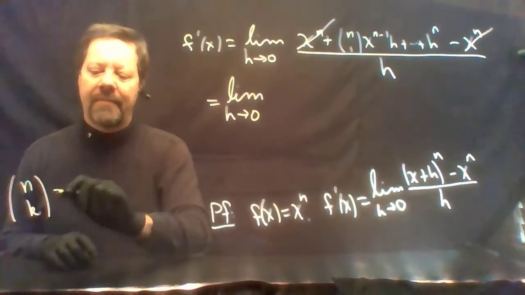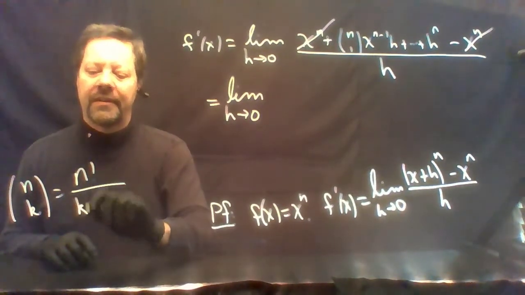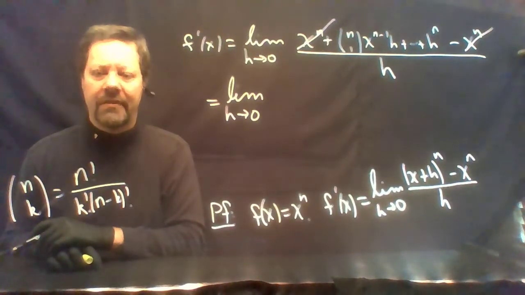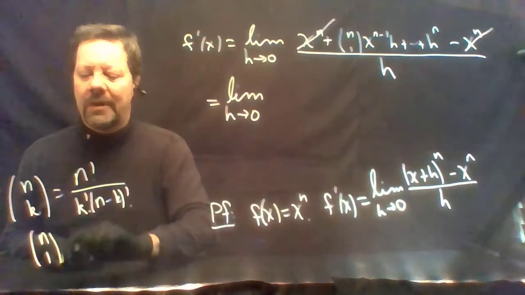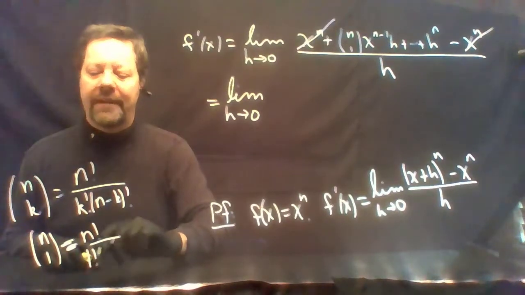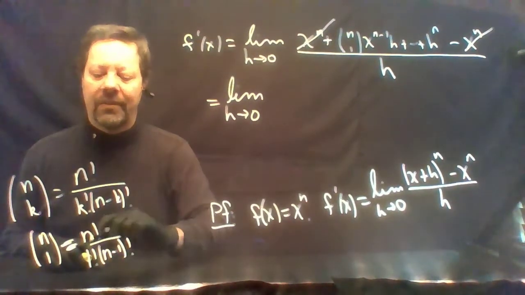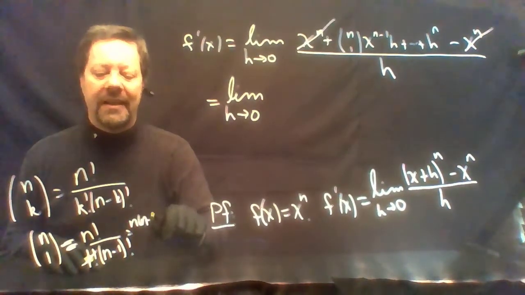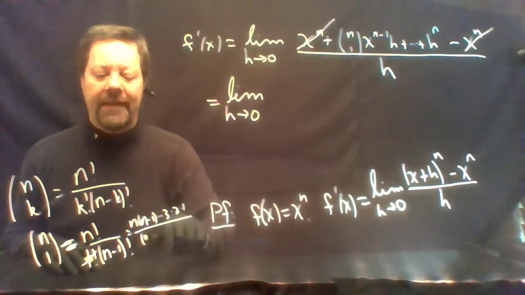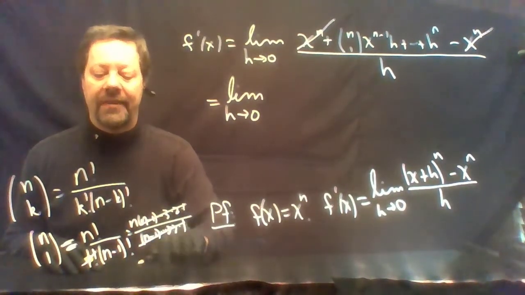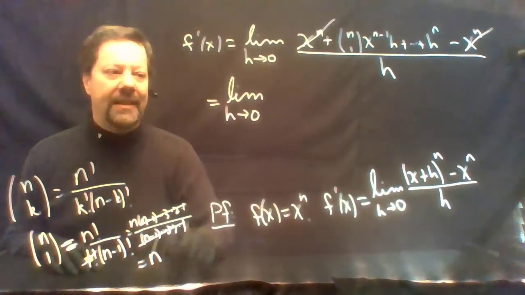n choose k is n factorial over k factorial times (n minus k) factorial, according to the binomial theorem. n choose 1 will be n factorial over 1 factorial times (n minus 1) factorial. 1 factorial is 1. n factorial is n times (n minus 1) times down to 3 times 2 times 1. (n minus 1) factorial is (n minus 1) times down to 3 times 2 times 1. Almost everything cancels except for the n. So n choose 1 is n.